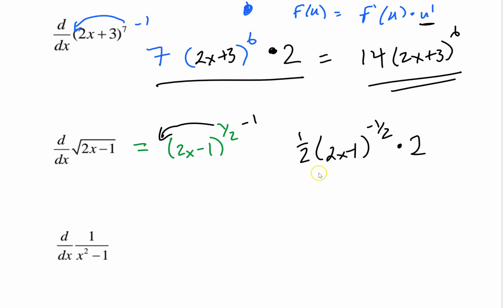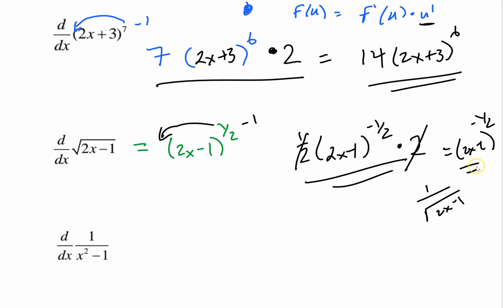Again, as I always say, you can leave it like this, unless they specifically ask you to simplify. You can simplify it. The 1/2 and the 2 cancel out. I just get 2x minus 1 to the negative 1/2. Or if you prefer, 1 over the square root of 2x minus 1. But again, this is fine unless they specifically say put it in this form.